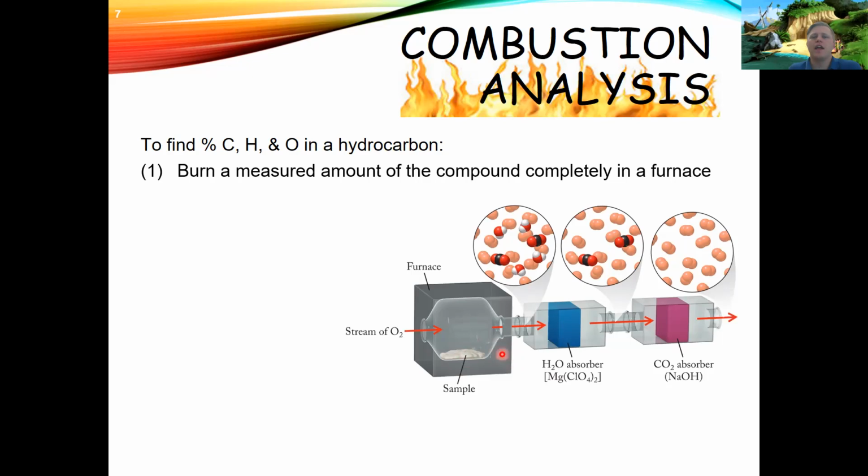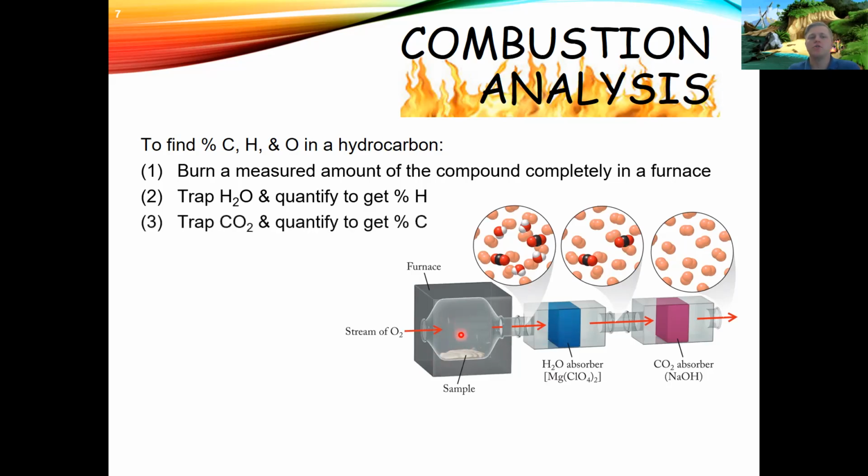But if all of our hydrogen in this is turned into H2O, it'll all get trapped in this H2O absorber. And then we can just measure how much heavier our H2O absorber got in this reaction. That'll tell us how much water got trapped there. And then all of our carbon, if it gets turned into CO2, can get trapped in the CO2 absorber. And then anything that's left over, if we know there's just carbon, hydrogen, and oxygen, we can figure out how much hydrogen there was from the H2O absorber, how much carbon from the CO2 absorber, and then any mass that's unaccounted for would belong to oxygen.